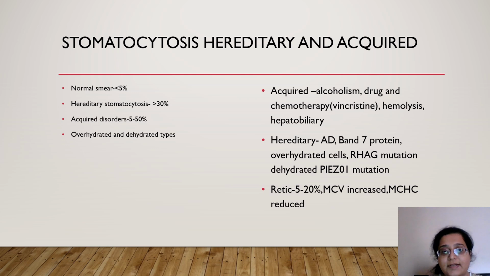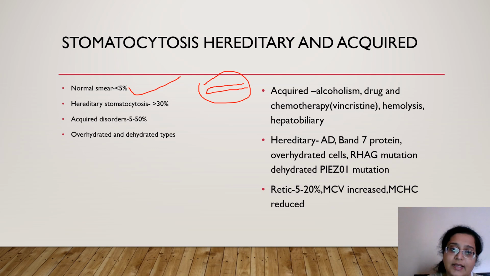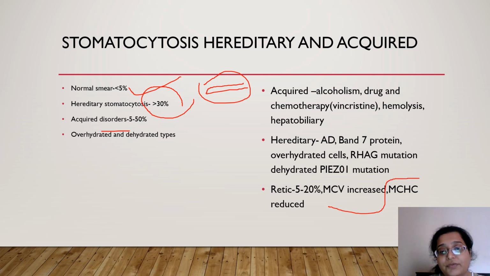Stomatocytosis, I've told you what it is. It is an RBC with a slit-like mouth. Normally it is less than 5%. In hereditary cases, you can see greater than 30% in smears. It can be an acquired disorder and the cells are either overhydrated or dehydrated. Again, before labeling something as hereditary, always rule out the acquired causes. Stomatocytes are seen in alcoholism, liver diseases, hemolysis, and then of course hereditary, where the band 7 protein is mutated. Retic is 5 to 20%, mildly raised. MCV is increased and MCHC is reduced here. Please do remember. Okay.